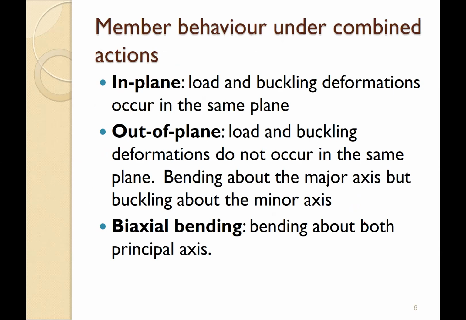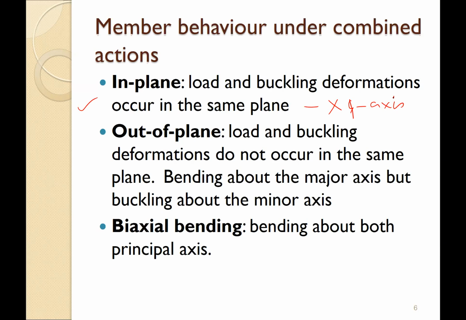Now, the member behavior under combined actions. First we are thinking of in-plane, where the load and buckling deformations occur in the same plane. How is this possible? Imagine that a beam is bending about the x-axis, which is your major axis, and the buckling is also happening about the major axis. That means both the bending deformation and the buckling deformation are occurring in the same plane. But remember, this is only possible if you block the out-of-plane. That means there is no possibility of buckling out of plane.